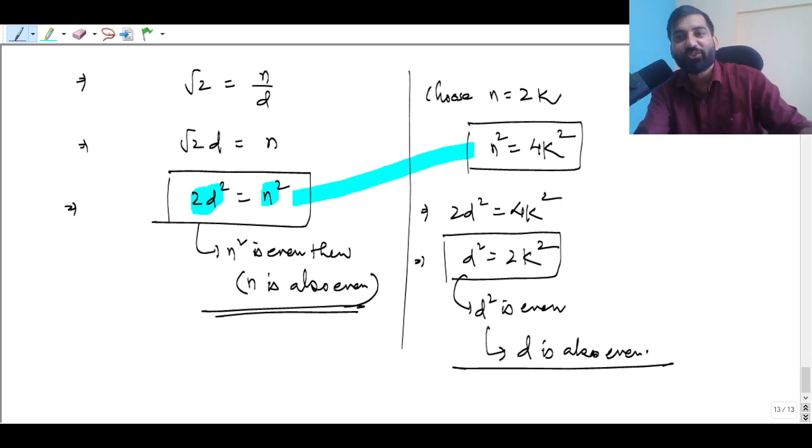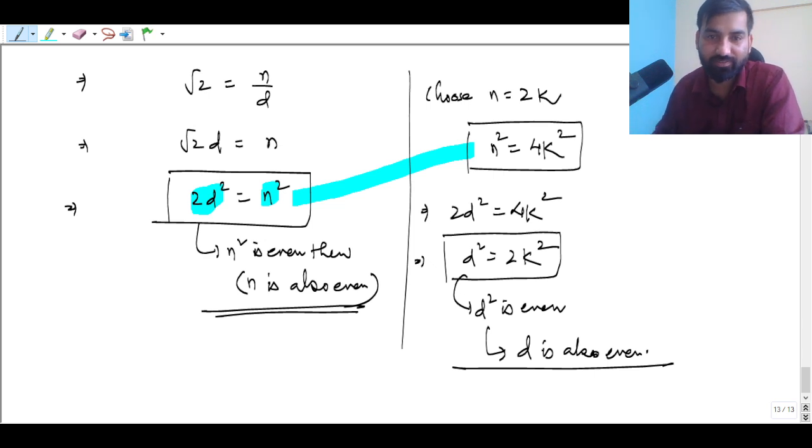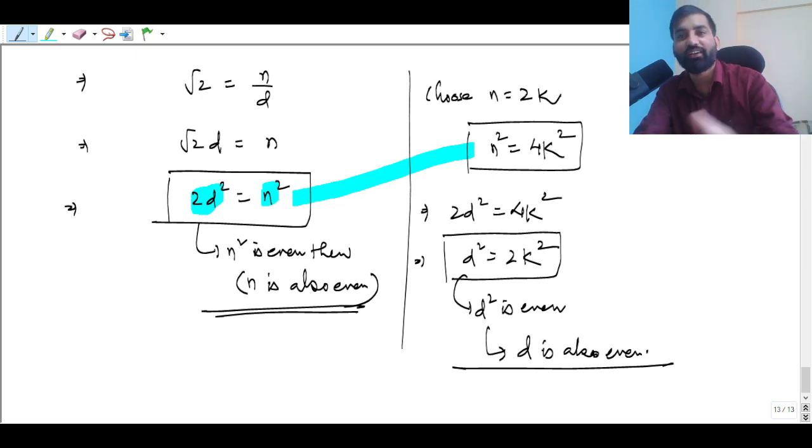So what we can conclude here is that root 2 is an irrational number, because of this contradiction. I hope this makes sense, right? So we have seen that both p and q are even. What is the meaning of that? They have a common factor of 2. So this contradicts the original assumption about n by d.